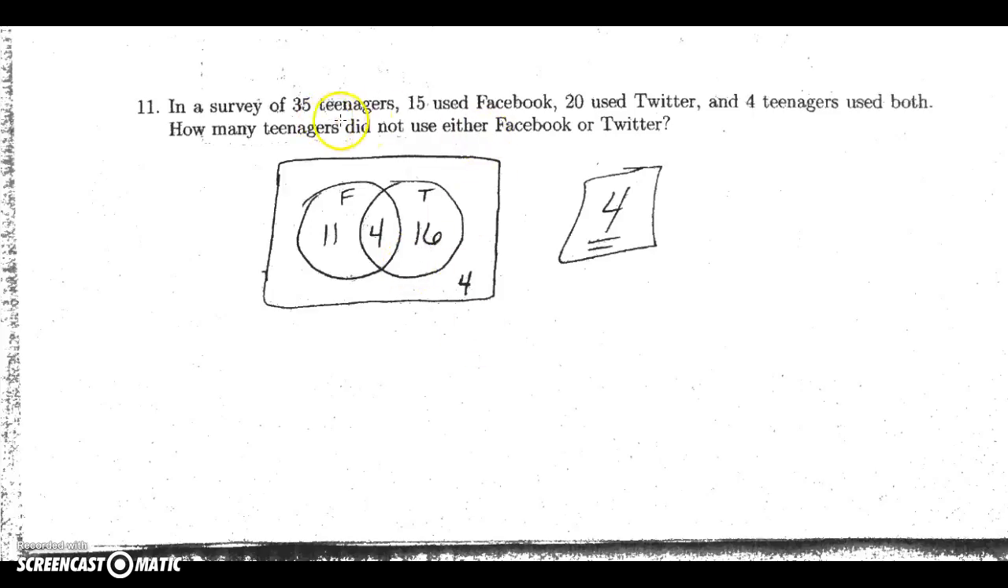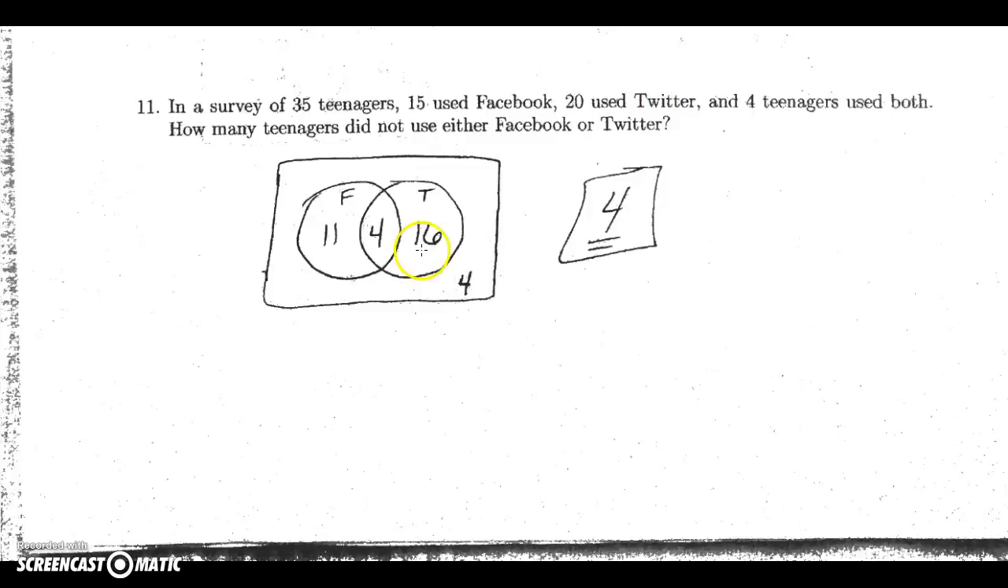Okay, here we have 35 teenagers, 15 used Facebook, 20 used Twitter, and 4 used both. So 4 being in the intersection there, putting that first, and then we can get this 11 since we know the total Facebook users was 15. We get this 16 since we know the total Twitter users was 20.